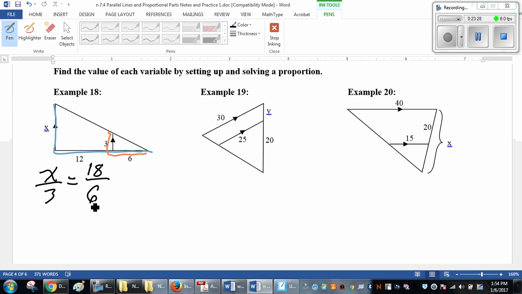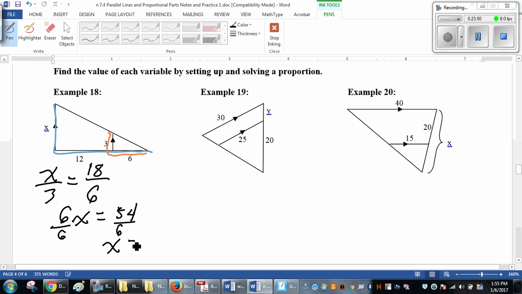X over 3 equals 18 over 6. 6x equals 3 times 18, which is going to give us 54. Divide by 6, divide by 6. X equals 9. Okay, so here's the key again: seeing those triangles, seeing those overlapping triangles. All right, so let's look at this next one.